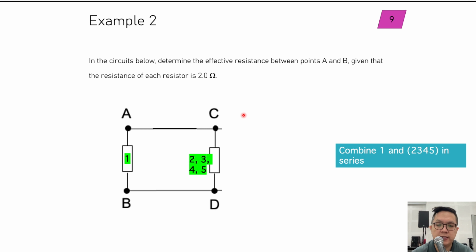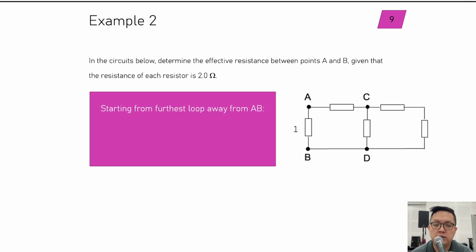Okay, I made a mistake here, so I should just rewrite this. So cancel this. I can't write parallel here, but I'm just going to do a double stroke so that you know that this is in parallel and not in series. Okay, right. So once we do that, we can look at how we do the calculation. We start from the furthest loop away from AB.